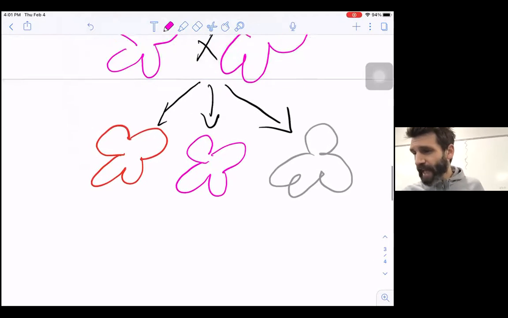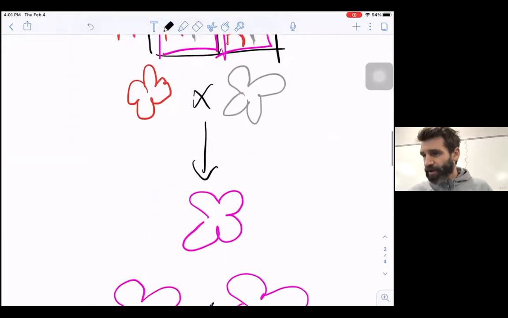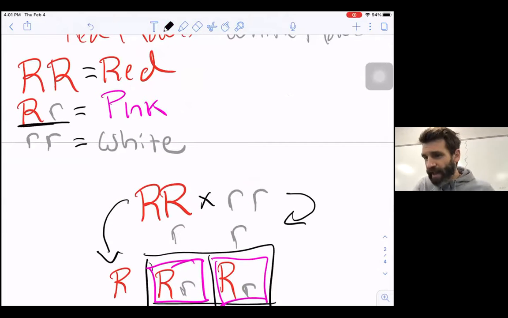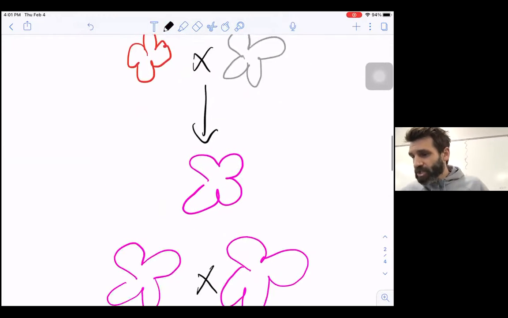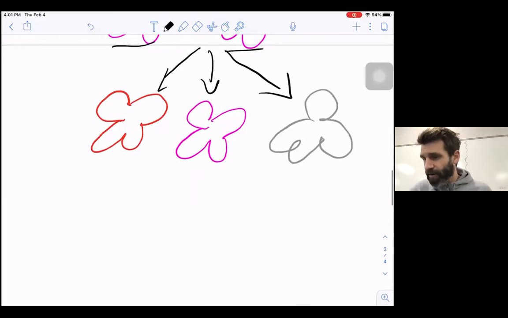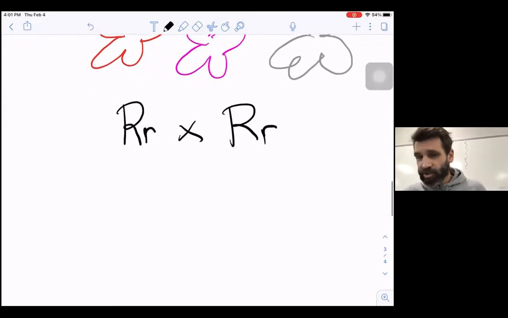So how did that happen? And I'm just going to stick with black here. Well, the pink flowers, remember, are the heterozygote. Capital R, little r gave pink flowers. So these geneticists crossed 2 pink flowers together. So genetically, what does that look like? They went big R, little r crossed with big R, little r. 2 heterozygotes crossed together.